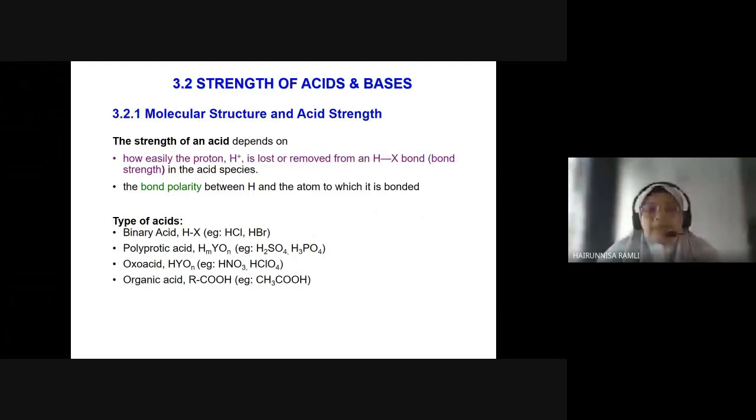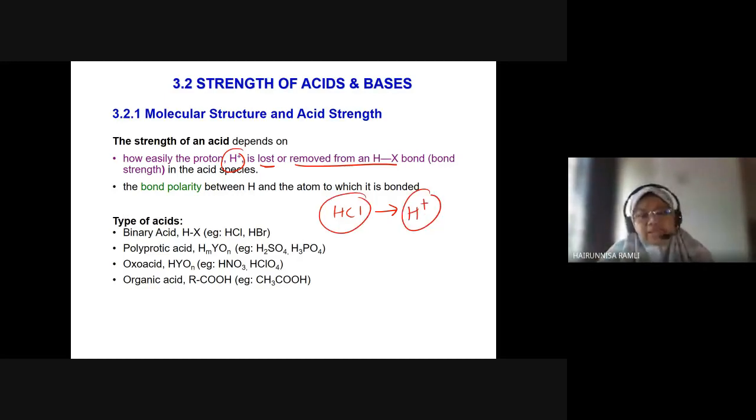First we go to the molecular structure of acid. Acid first, acid strength, because bases are not that many, so acids are the main part. The strength of an acid depends on how easily the proton H+ is lost or removed from the H-X bond. It means the easier it dissociates from the bond to give H+, the stronger its acidity. For example, we usually see HCl. To determine acidity, it is not based on HCl, it is actually based on H+. Acidity refers to H+, not HCl itself.